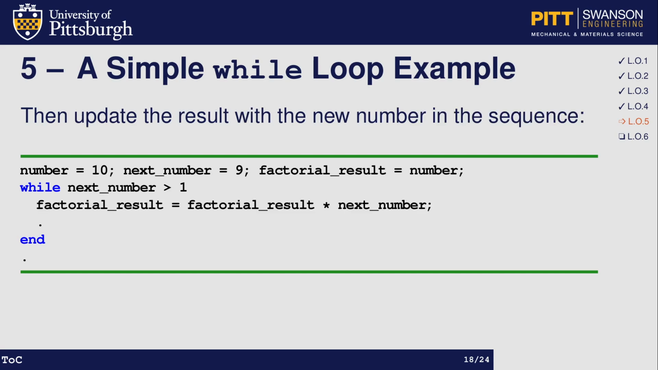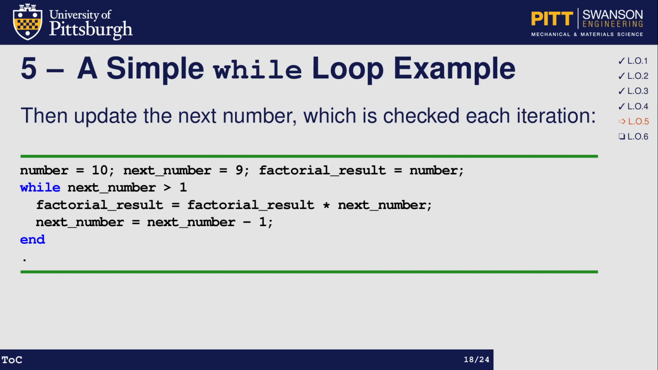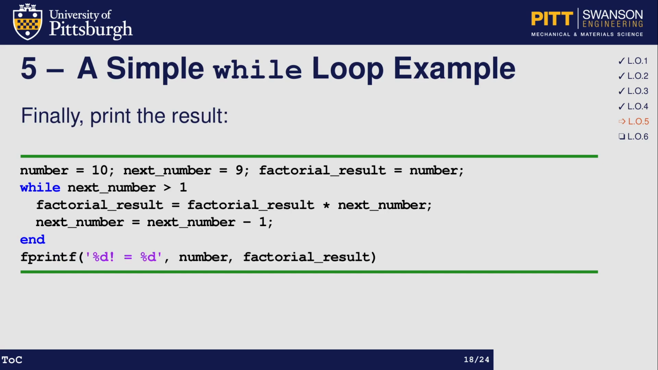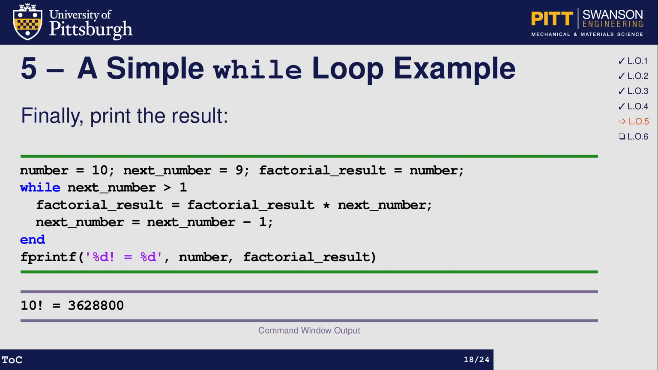Then within the loop, we update the factorial result by multiplying by the next number, and then decrementing next number by 1. And finally, we print the result to screen, which shows that 10 factorial equals 3,628,800, which is the correct answer.